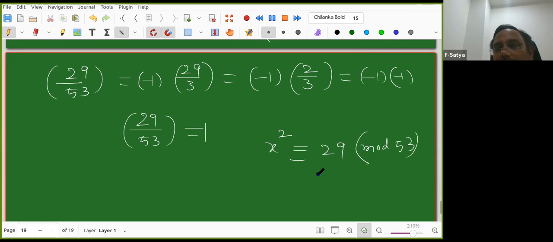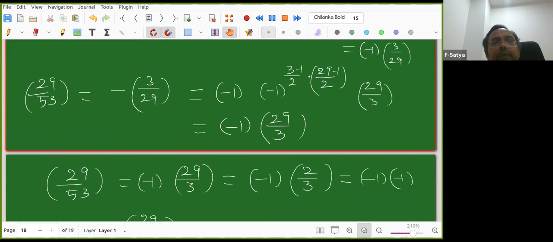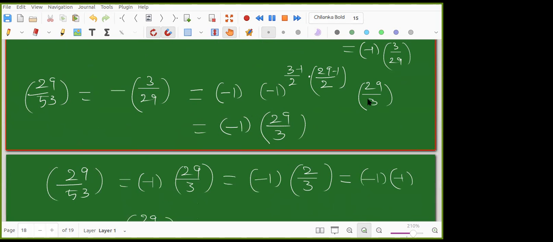Now you can see that finding the actual square root by squaring and doing modulo 53 is maybe a little difficult. Are there any questions? Do you have any questions to understand? Achila, are you clear? Yes, sir. Good.